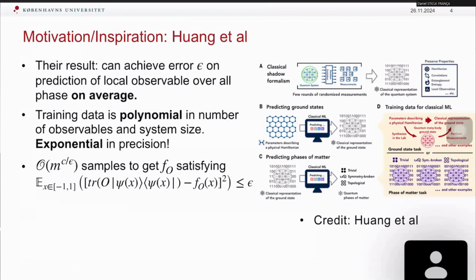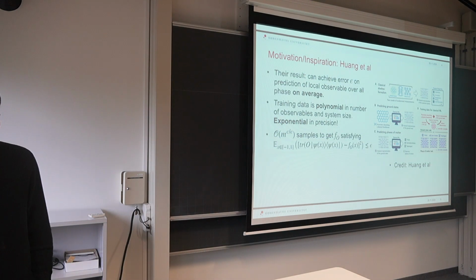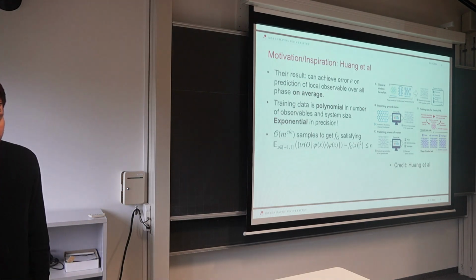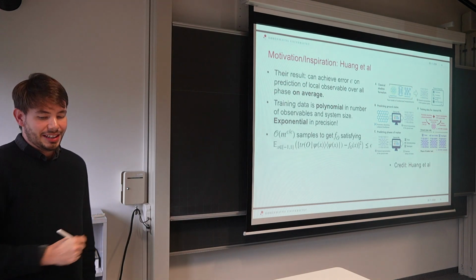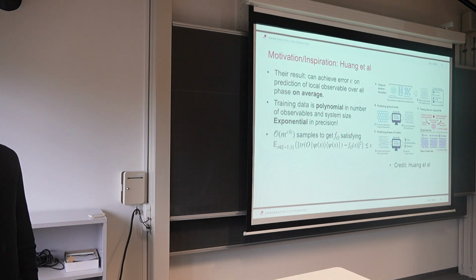But there are some things we don't like about this result, namely the fact that you have this 1 over epsilon scaling over here. So even in the moderate precision regime, if you only want to get a few observables, this is going to be huge, right? So this is something we don't like, but it was the first result in this direction. Of course it's not necessarily optimal, and it's already quite non-trivial.